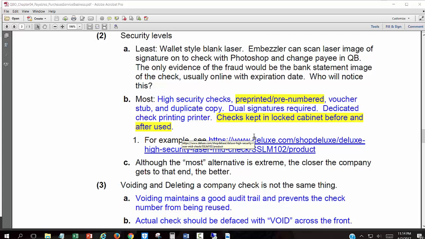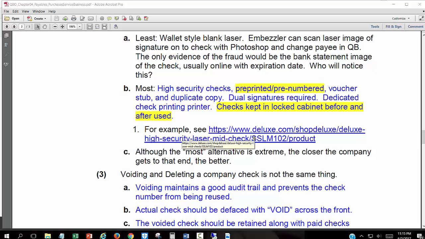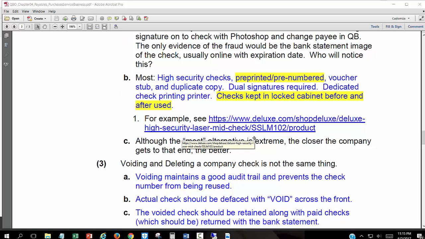Now, if you void a company check and you delete a company check, that is not the same thing. Voiding says we wrote this check, we decided we no longer want to issue it, it's now being voided. The actual check should be retained, you should write void across the front of it, and then you should check to see that paid checks don't include, of course, that check number.